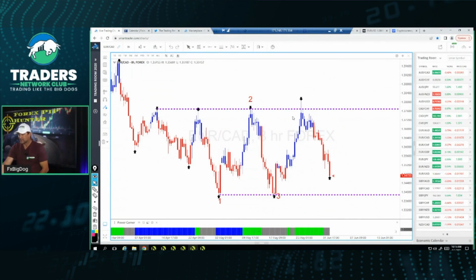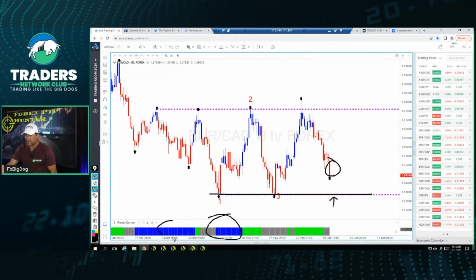So price is actually failing to break above that 0.2 right here, failing to break, which means that we're holding inside this consolidation. Again, would it be a perfect place to start buying right here? Nope, because we're in the middle of the range. So wait for support. Let's go ahead, buy at support.